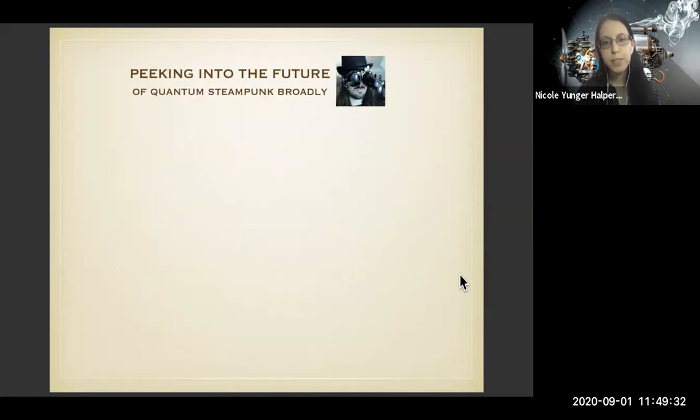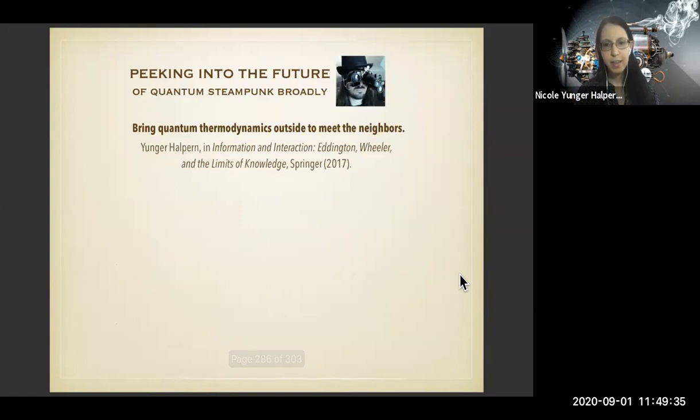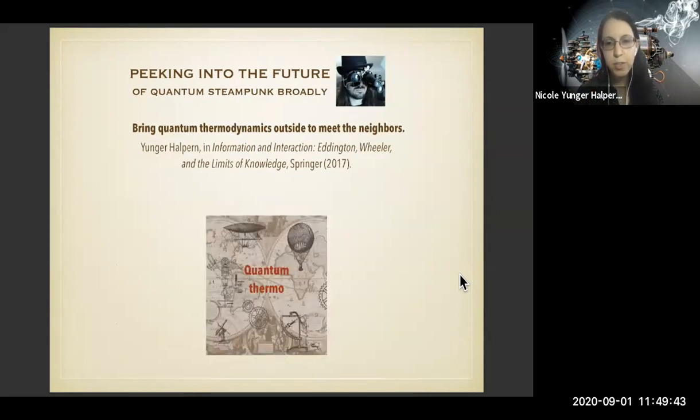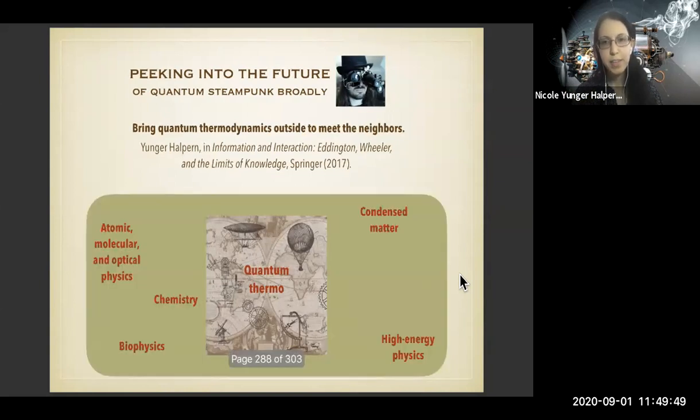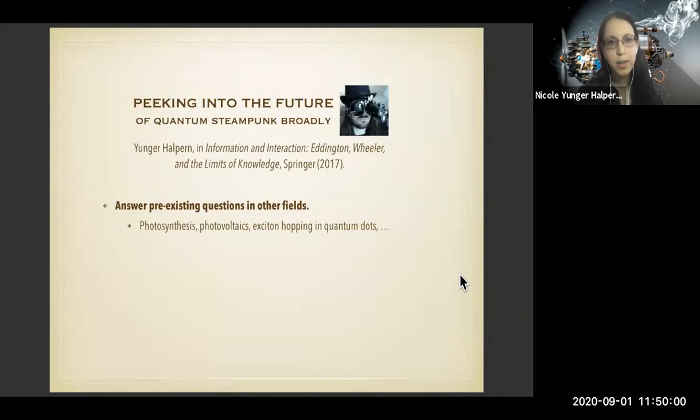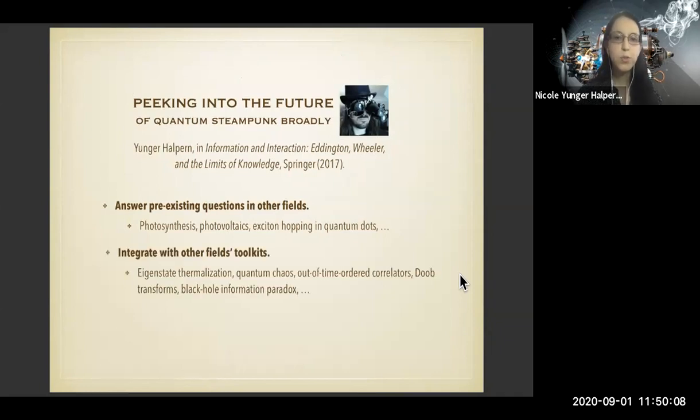More broadly for quantum steampunk, I think what's ahead is really bringing quantum thermodynamics outside of itself to mingle with other subfields of physics. Quantum thermodynamics itself has quite a rich landscape. There are many different subfields of this field, but quantum thermodynamics is in a much broader setting in which lots of people are interested in thermalization, quantum, and information theory. I think that we can do a lot more to take tools from quantum thermodynamics, use them to answer questions in other fields, and integrate with other fields' toolkits so that we can solve each other's problems.